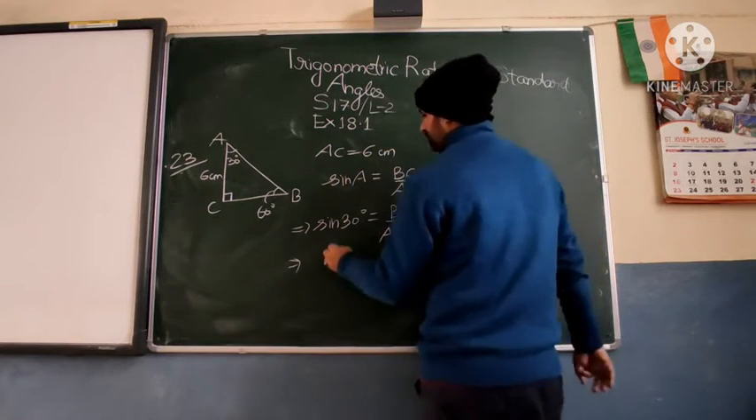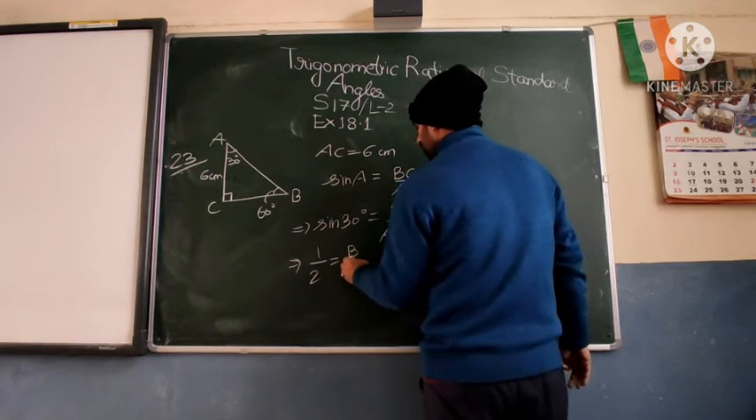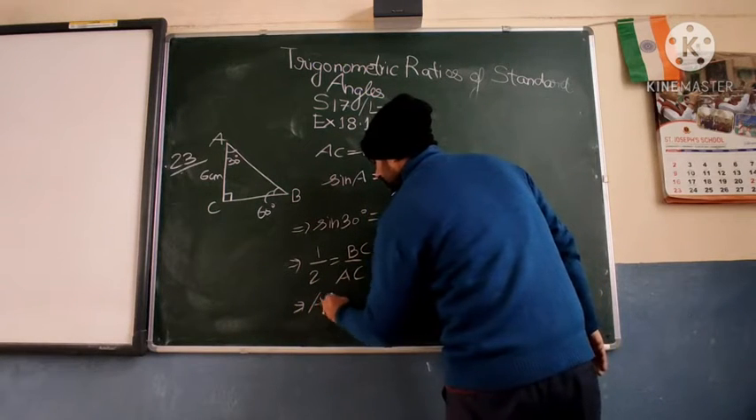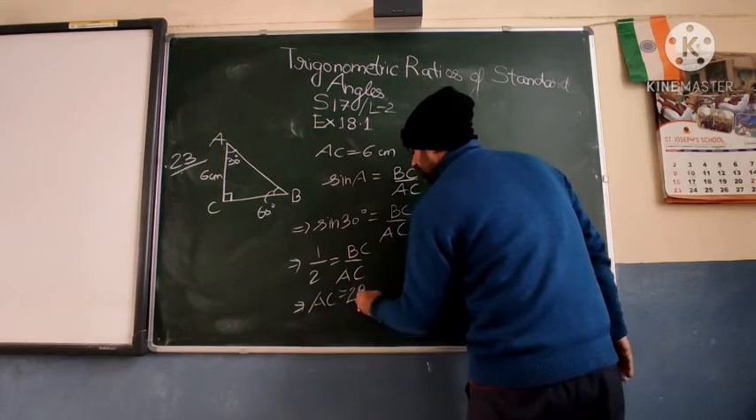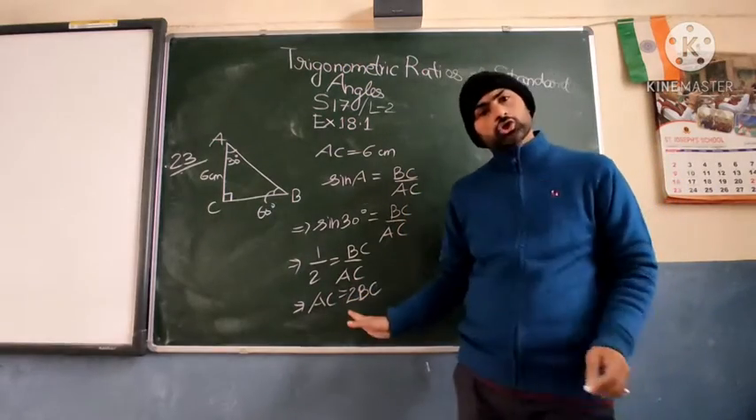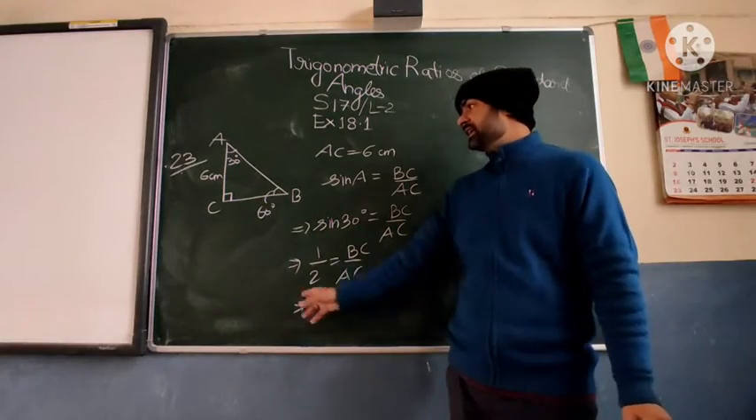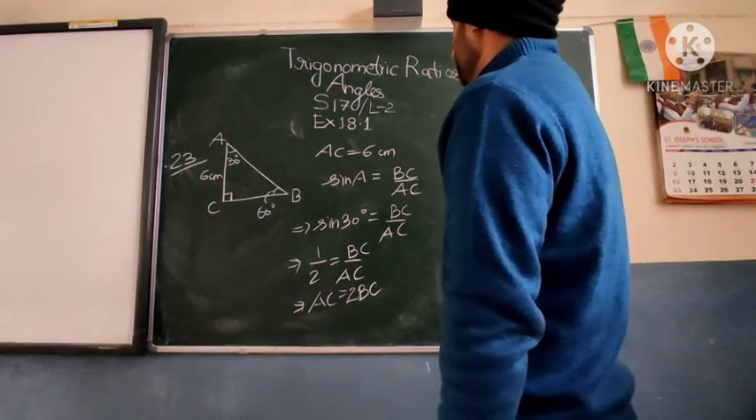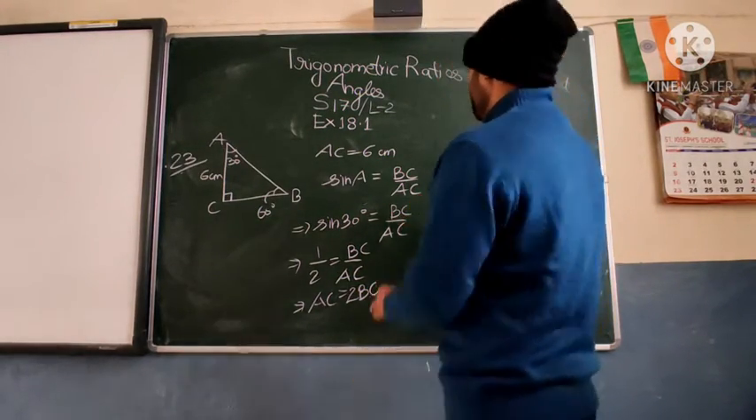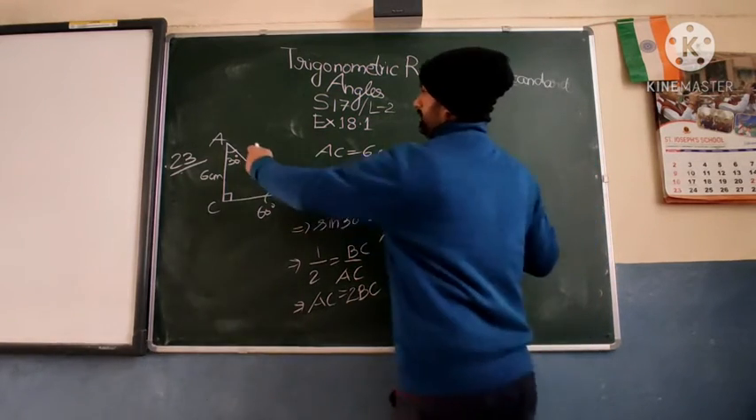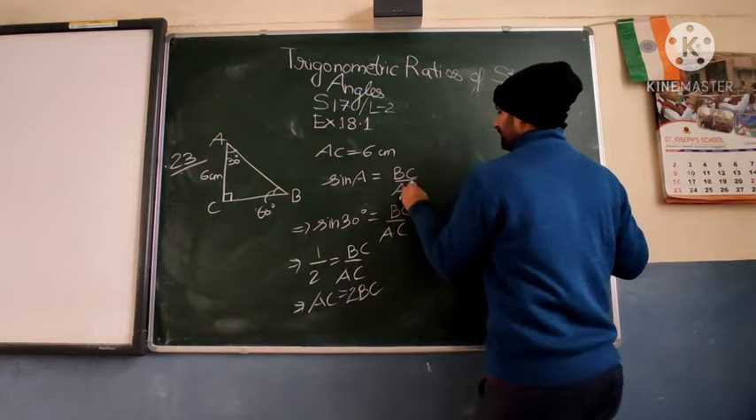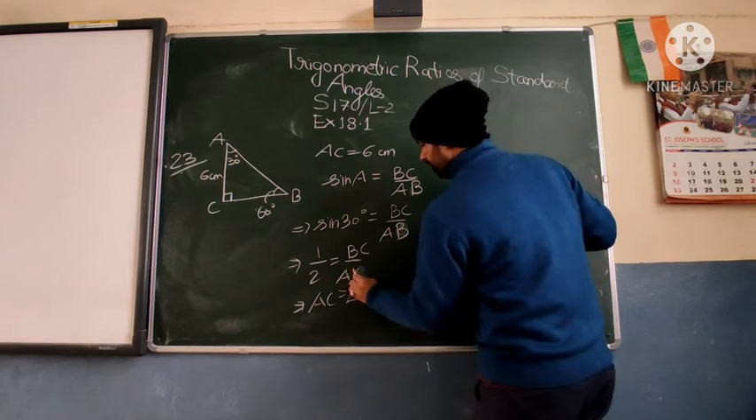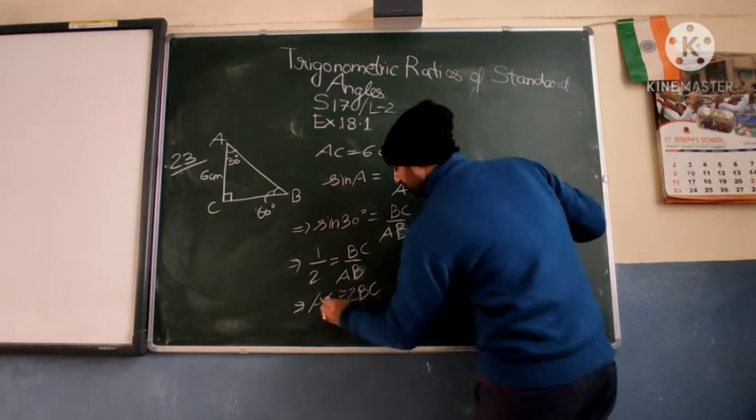This implies that half is equal to BC upon AC, this implies that AC equal to 2BC. Now we have got one relationship with this also. So once we get BC, we can get AC very quickly for this. Yes or no? I think so. Here it should not be AC, it should be AB. Yes. Perpendicular upon hypotenuse, it will be AB. Sorry, AB, not AC. AB. Here also AB. And here also AB.